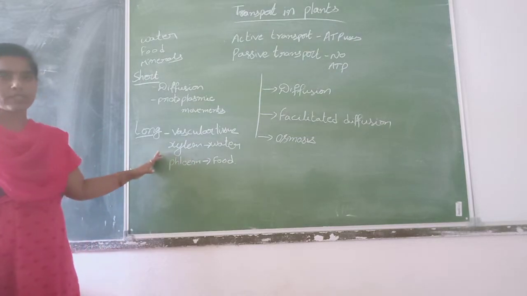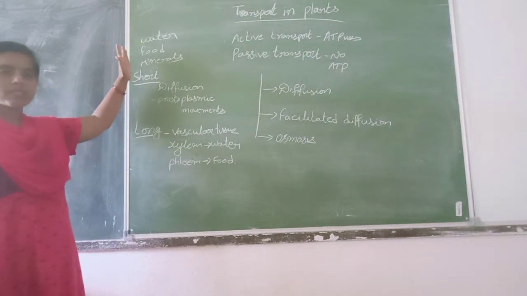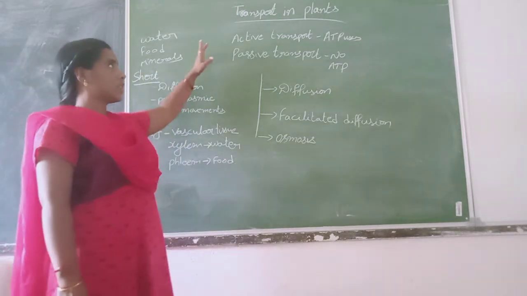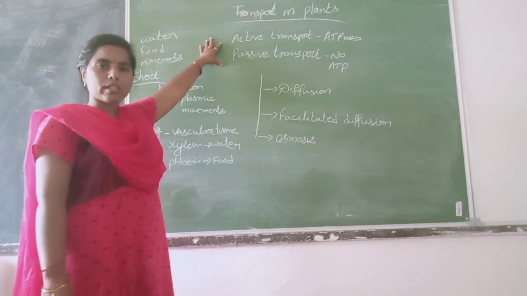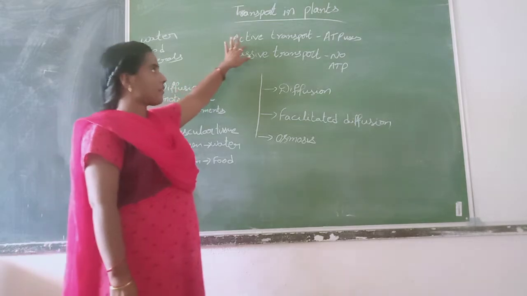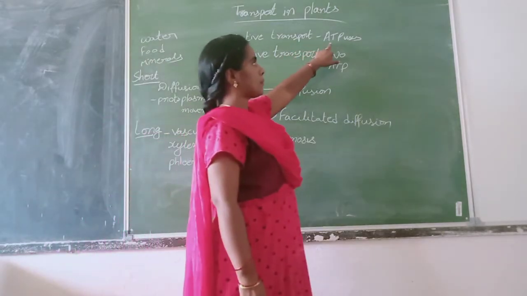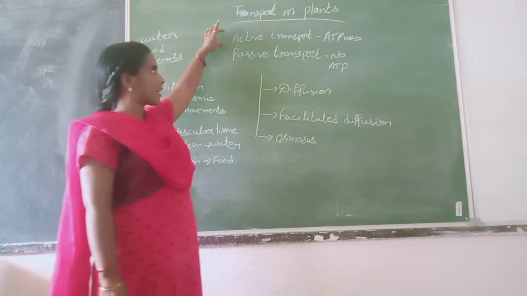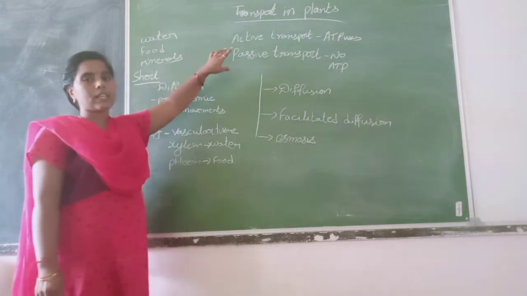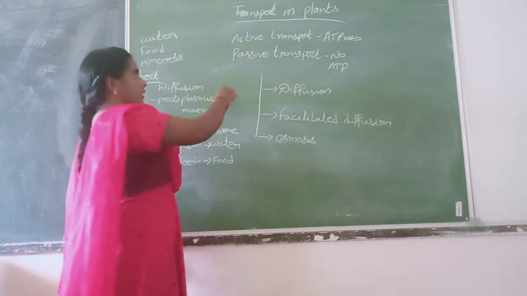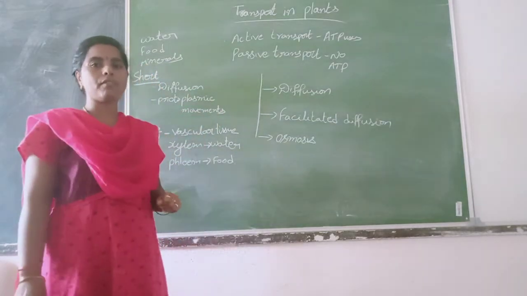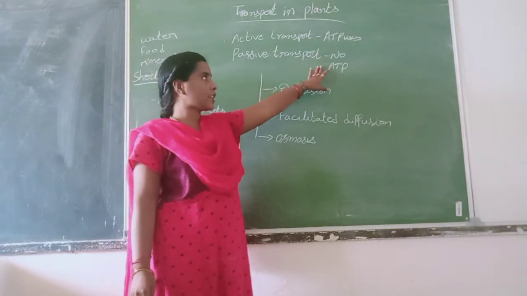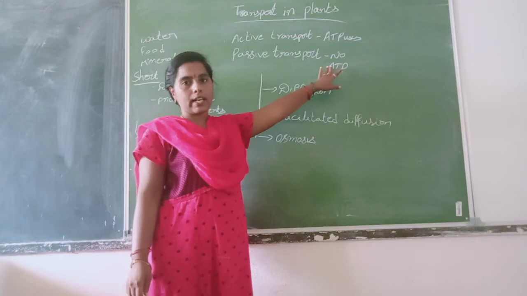Based on whether energy is consumed to transport these substances, transport is of two types: active transport and passive transport. In active transport, energy consumption takes place, that is, ATP is utilized for transporting the substances. In passive transport, there is no consumption of energy. Energy, or ATP, will not be utilized.